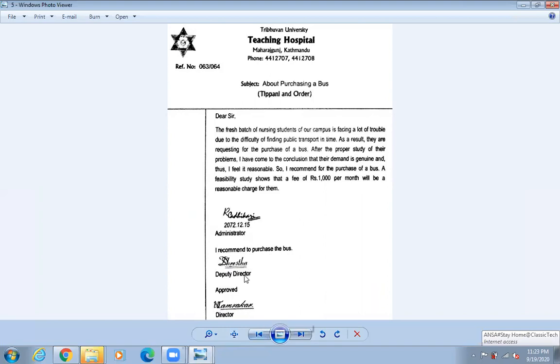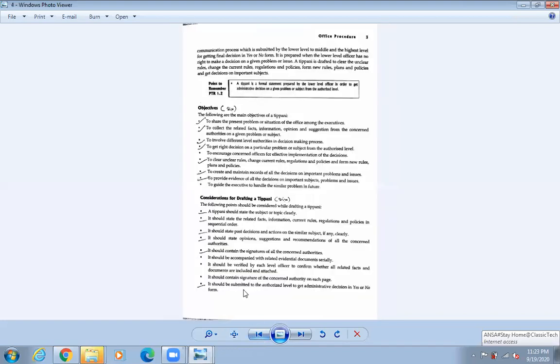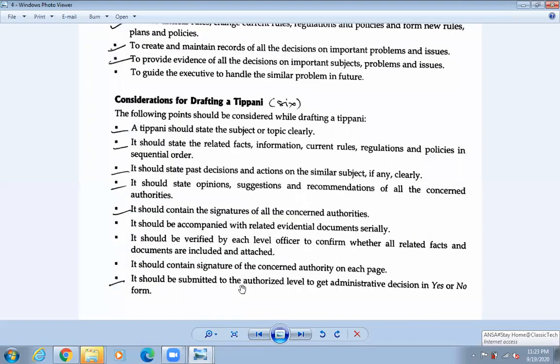So essentially, there should be the signature. There should not be only one signature. There should be the signature from whoever has written this letter, whoever will recommend that one, and whoever will approve that one. So that means there should be the signature of all the authorities. Okay, the concerned authorities. There are also so many other things.